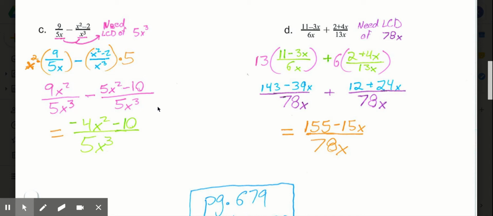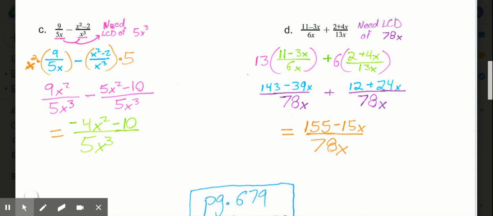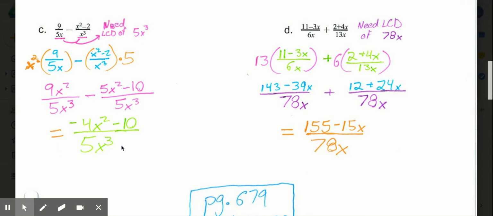Now we can subtract on top. 9x squared minus 5x squared gives me a negative 4x squared minus 10. And then on bottom is still 5x to the third. Check to see if we can simplify, which we cannot. So that is our final answer.